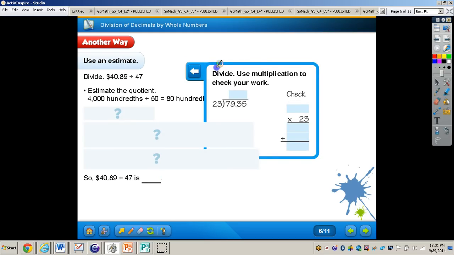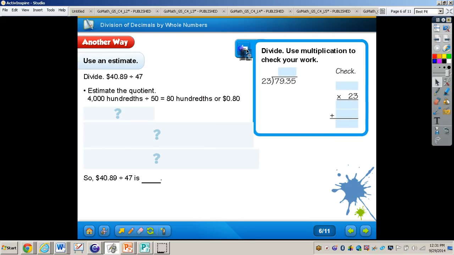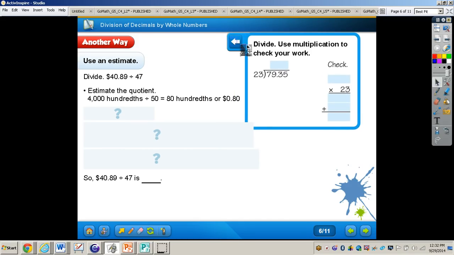Okay, let's take a look at this next section here. It says divide, use multiplication to check your work. So we have 23 into 79 and 35 hundredths. So the 23 cannot go into 7, cannot go into 9. It can go into 79. So 3 times, so let's write that there.